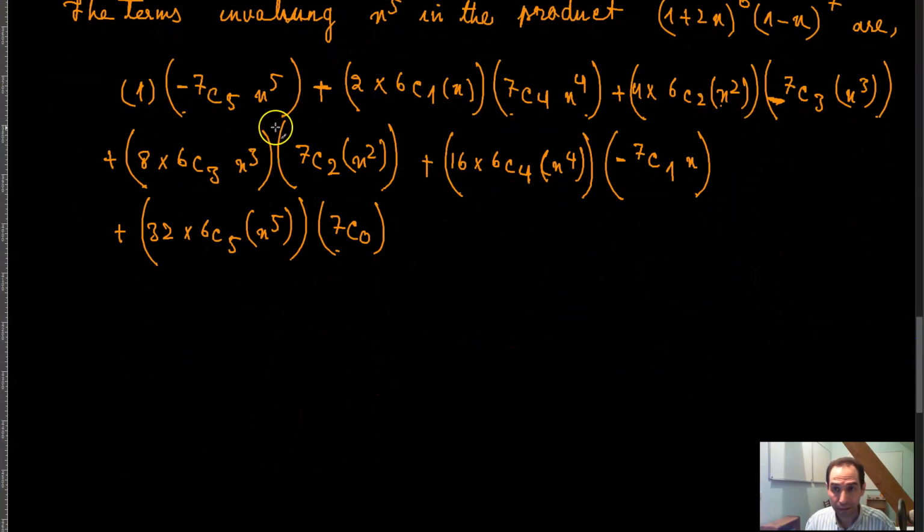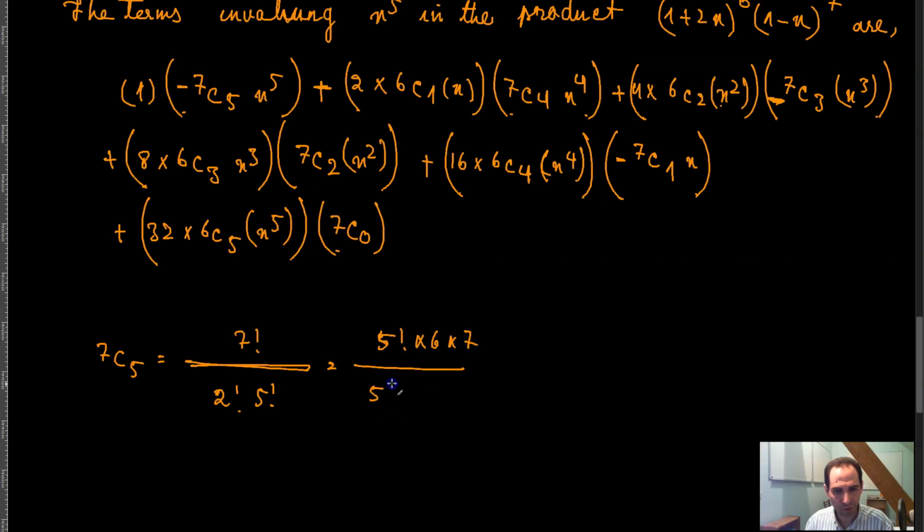And therefore we can say that, so here you have 1 times this, so negative 7 combination 5. 7 combination 5 is the same thing as 7 factorial over 7 minus 5, which is 2 factorial, times 5 factorial, which is the same thing as 5 factorial times 6 times 7 over 5 factorial times 2. You can cancel these two out. 3 times 7 is equal to 21. So that's negative 21 x raised to the power 5.